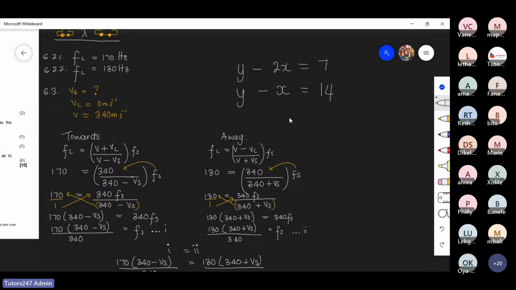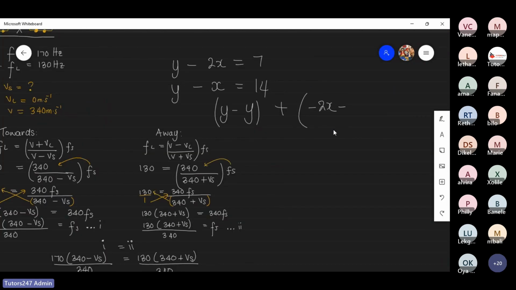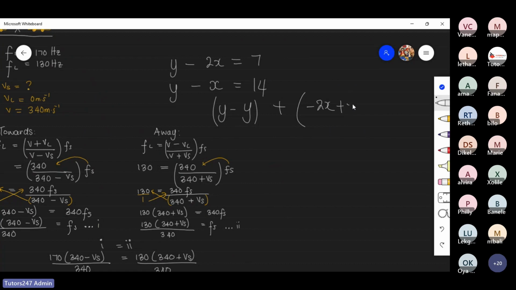So that'll be y minus y plus negative 2x minus x, or rather minus negative x, which would have resulted in plus x equals 7 minus 14. From here, you would have ended up with negative x equals negative 7, therefore resulting in x as 7. That's a process you might have been able to use for this, but I feel like this might have been slightly more difficult to use because of all the fractions that are involved.